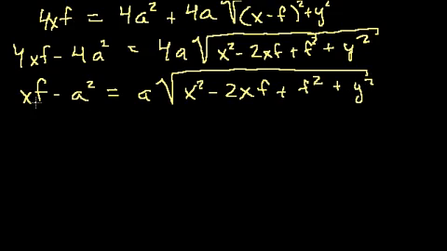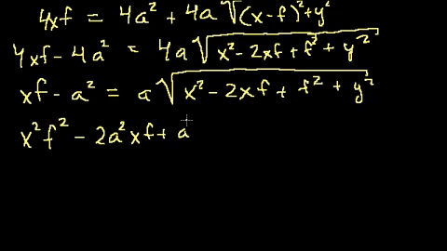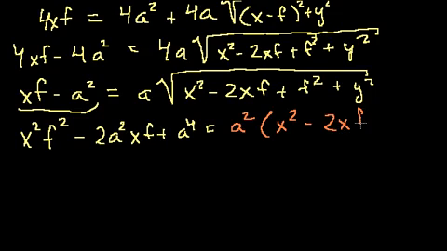And now we could square both sides of this equation right here. And then if you square both sides, this side becomes x squared f squared minus 2a squared xf plus a to the fourth. That's this side squared. And that's equal to, if you square the right-hand side, a squared times the square root squared, which is just that expression, x squared minus 2xf plus f squared plus y squared. This really is quite hairy.